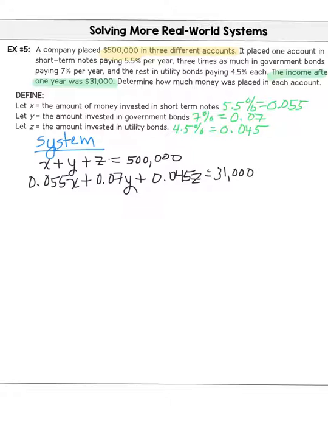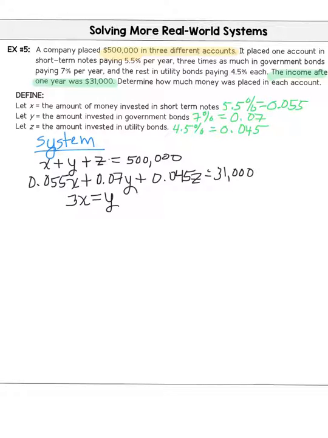Now, buried deep in here is 3 times as much. It said it placed one account in short-term notes, paying this, 3 times as much in government bonds. The question is 3 times as much as what? It's a little vague, but it's 3 times as much as the short-term notes. So if the short-term notes are X and the government bonds are Y, if I knew what the short-term notes amount would be, I'd multiply it by 3 to get what the government bonds were. So my third equation is going to be 3 times X is equal to Y.